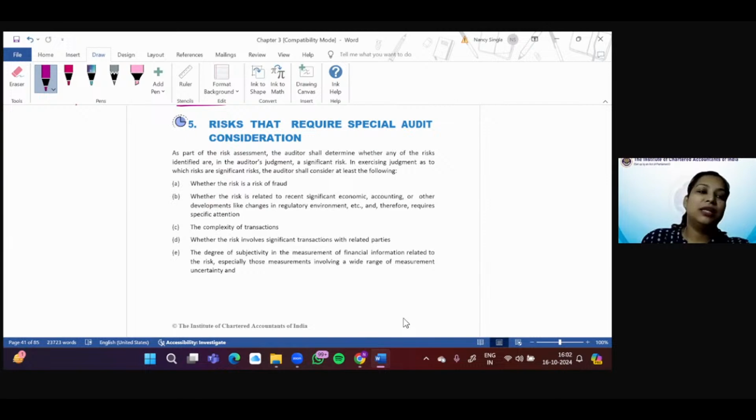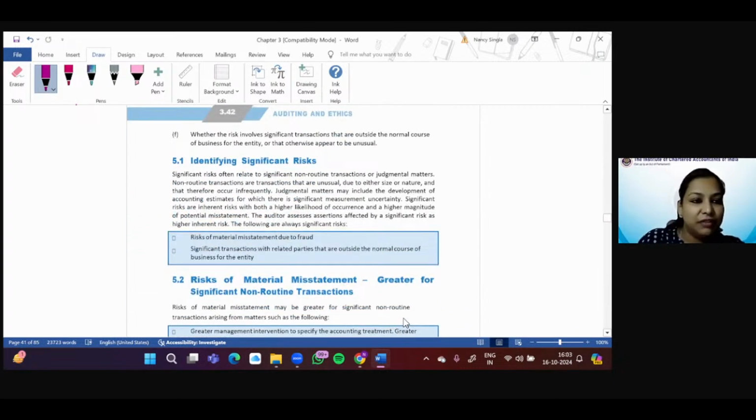Now the next topic is again really very, very important: risks that require special consideration. First of all, let us have a look at the definition of significant risk. We are on page number 3.42. The definition of significant risk is given here. Significant risks are inherent risks with both a higher likelihood of occurrence and a higher magnitude of potential misstatement.